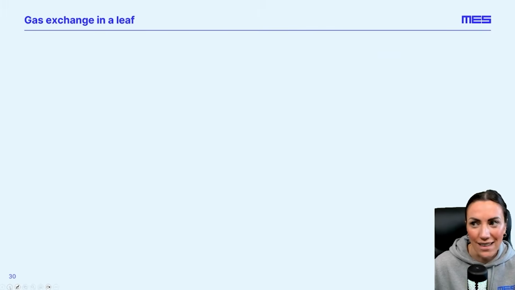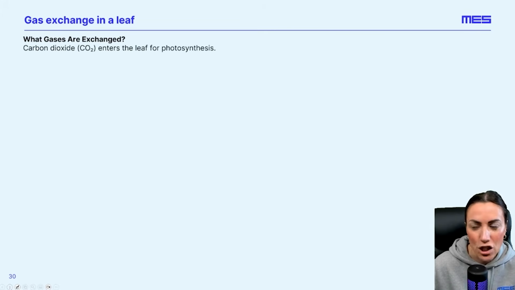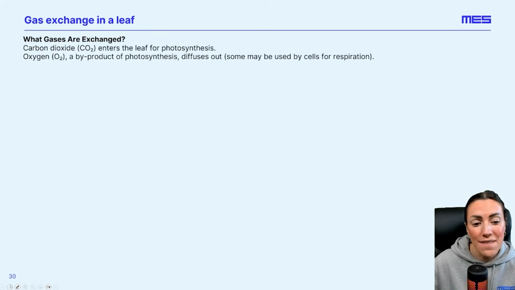Another example of gas exchange where we see diffusion is in the leaf. So what gases are exchanged? Obviously, when it's sunny, when there's light available, plants are photosynthesizing, and so they need a lot of carbon dioxide. That's one of the reactants for photosynthesis, right? So carbon dioxide is going to diffuse or enter the leaf for photosynthesis. And photosynthesis makes oxygen, so oxygen is going to diffuse out.